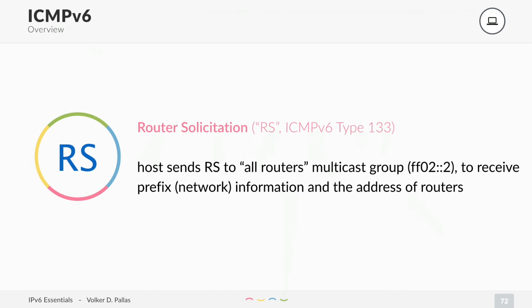So you boot up, your interface comes up, and your host will tell the all routers multicast group, please tell me what network is on this link and who's responsible for routing outside.